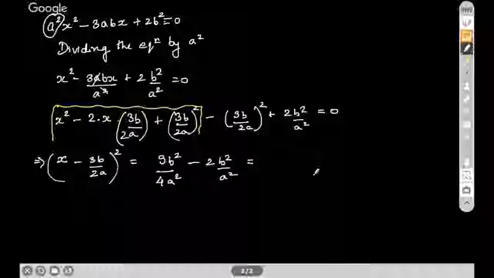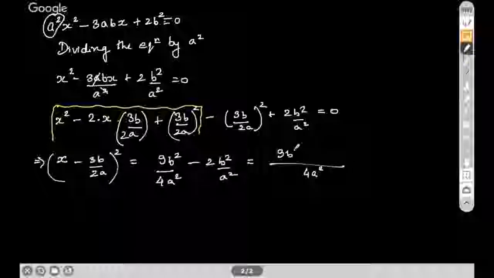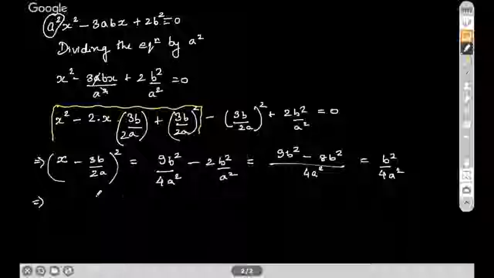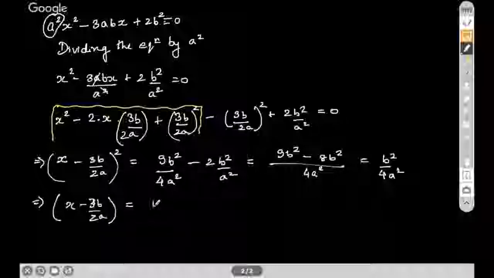So simplify this. What do you get? 4a square is the LCM. So it is 9b square minus a square multiplied by 2, so it is 8b square. So it is b square by 4a square. So now if you remove the square sign, you take the square root on both sides, you'll get x minus 3b upon twice of a is equal to plus minus b upon 2a.